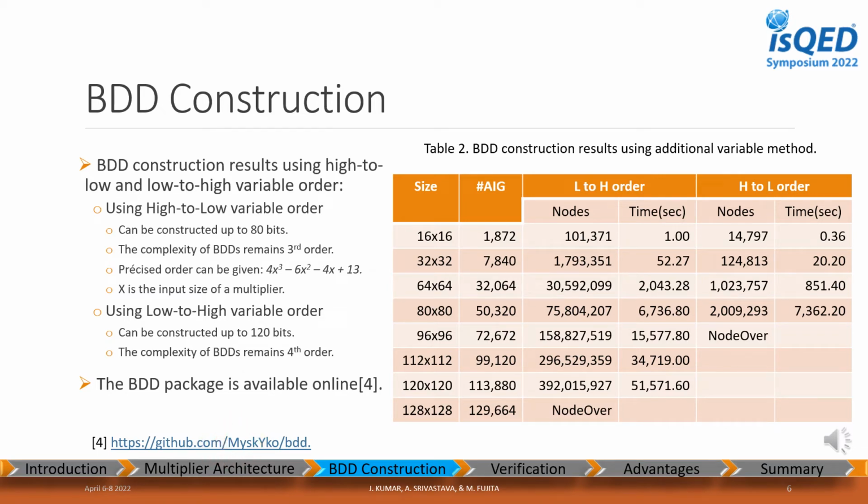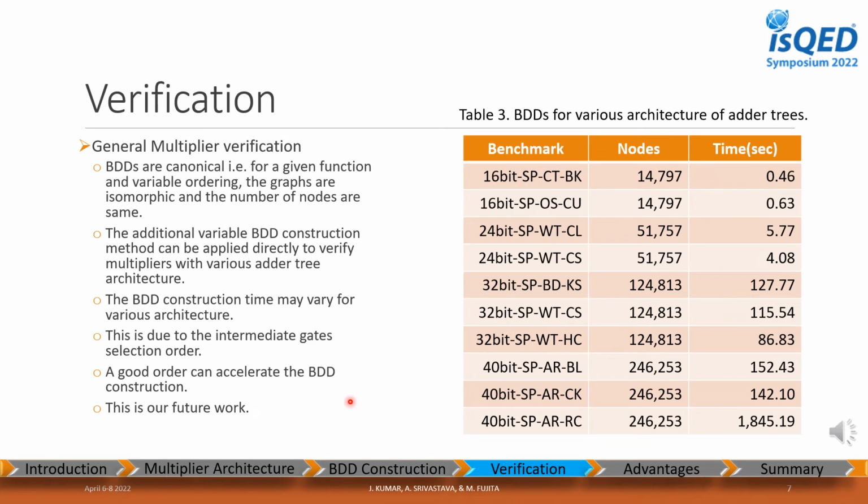Moving to the next slide. In this slide, we will see the verification of general multiplier circuits. The BDD generation results presented in table 2 shown in the previous slide can be taken as the reference model, and we can verify general multiplier circuits by constructing BDDs and comparing the generated BDD nodes with the reference model.